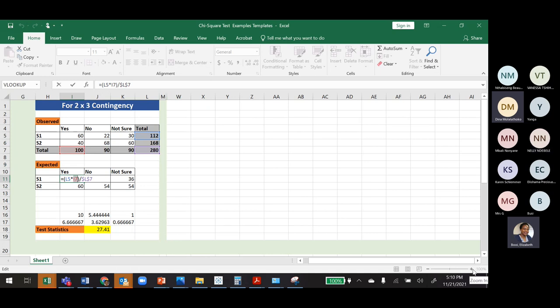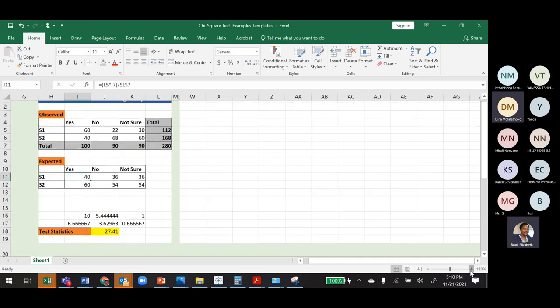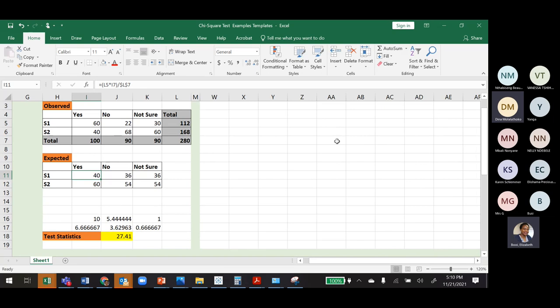Let me make it bigger. Sorry. Let me make this screen bigger. So if I click on this, you will see that it takes the observed total of semester one multiplied by the observed value total for years and divides by the grand total of 208. And that gives 40.